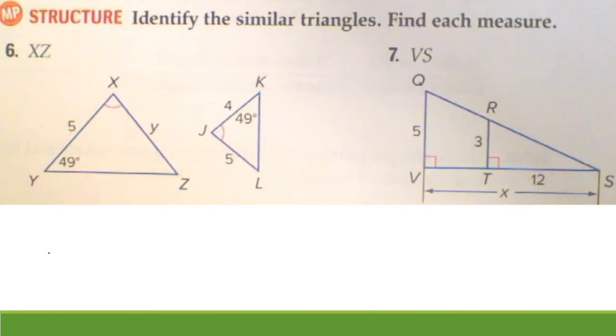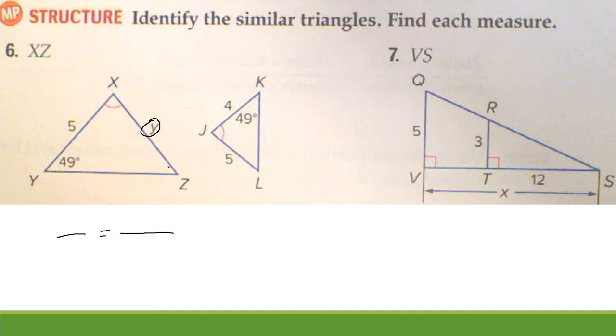So it says identify the similar triangles and find the measures. Let's go ahead and do that real quick. These are more typical. The first one's more typical like we had in the last video. So we have two separate triangles. It asks us to find out what y is, essentially, find out what xz is. So we have to figure out, okay, how are we going to set up my fractions here?